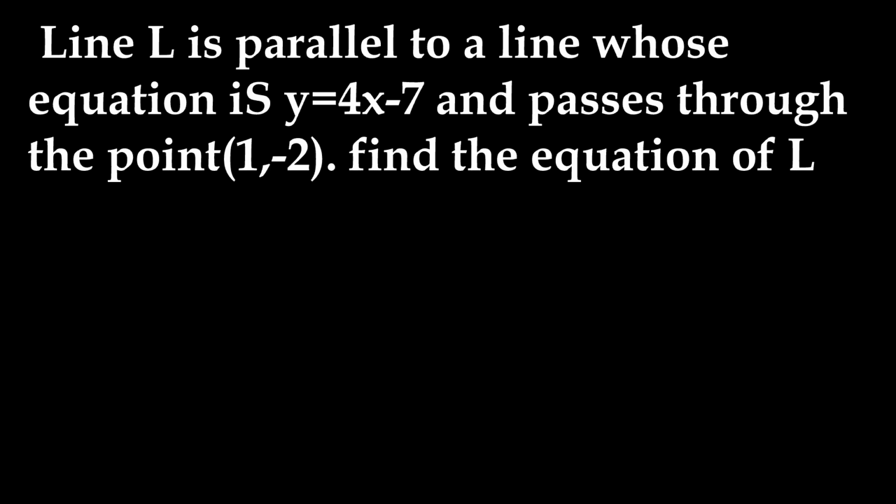So example 2: a line L is parallel to a line whose equation is y is equals to 4x minus 7 and passes through the point (1, negative 2). Find the equation of L. First, you can pause the video and do the calculation by yourself, so that you see if you got the first idea from the first example, before you continue.